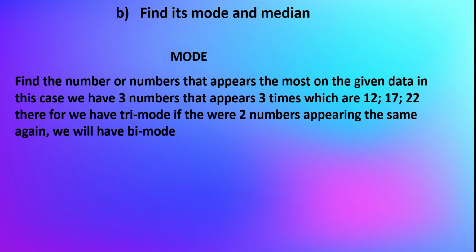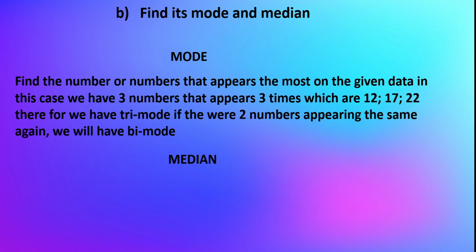These numbers: 12 appears 3 times, 17 appears 3 times, and 22 appears 3 times again. So in this case, we have 3 numbers that are appearing equally. So it means we have tri-mode. If we have 2 numbers, it will be called bimode. Then if we have 1, we just have to write our number.